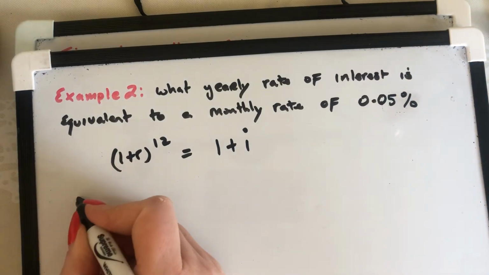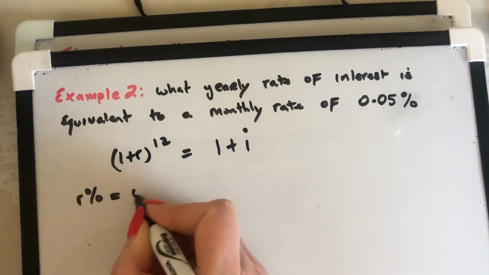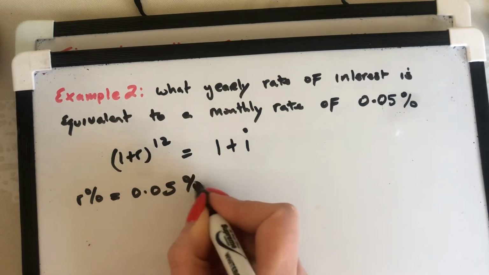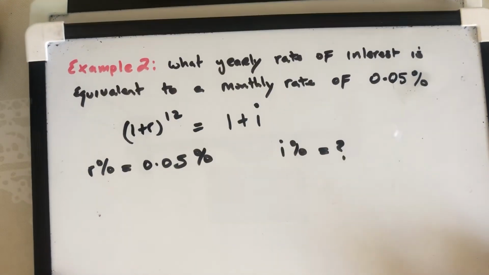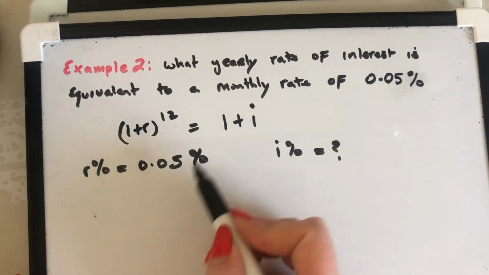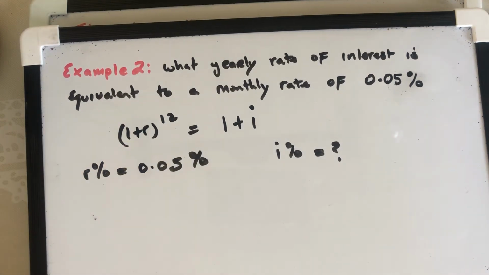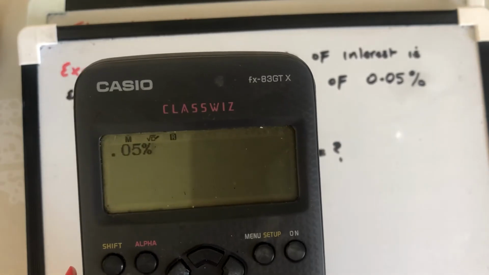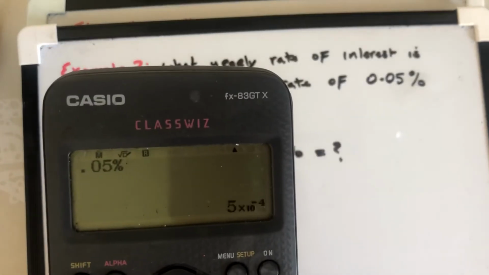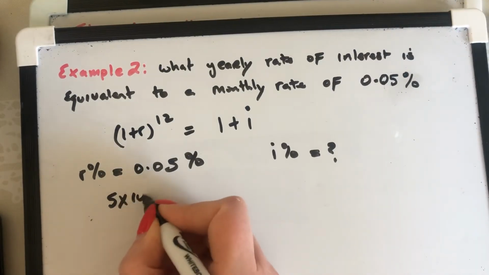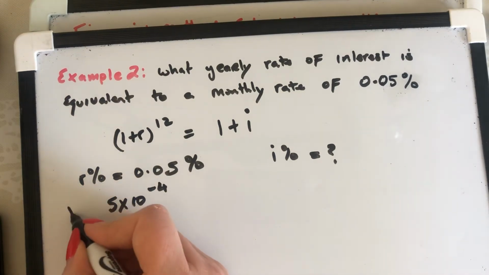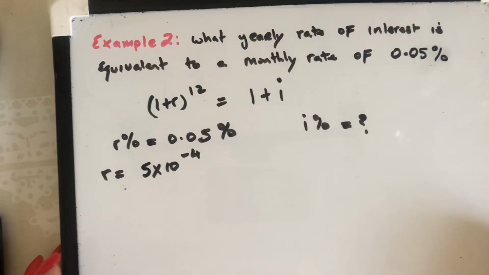So this time our R, which is the monthly rate, is no longer a question mark, it's 0.05%. And our I is the question mark this time. First of all, we have to convert this into a decimal. In your calculator, I'm pressing the percentage one so you can see. So 0.05%, you click that and then the SD, and you have 5 by 10 to the negative 4. That's our R.